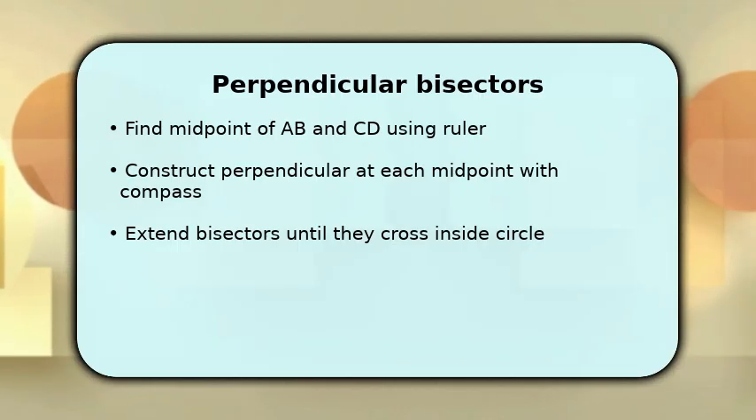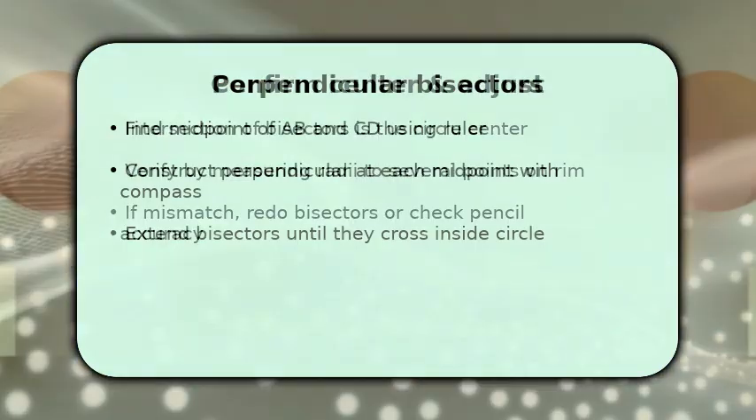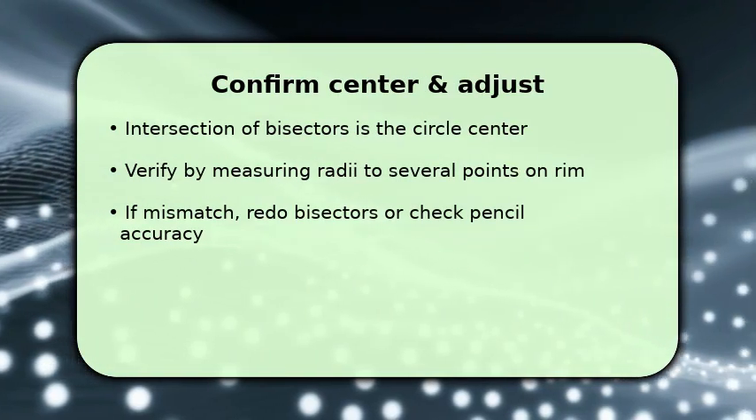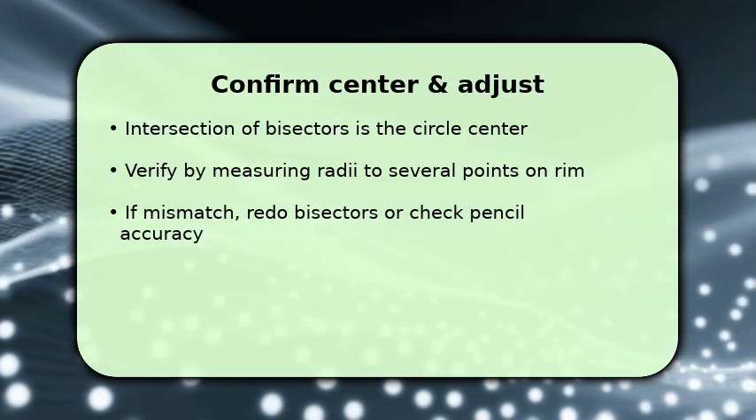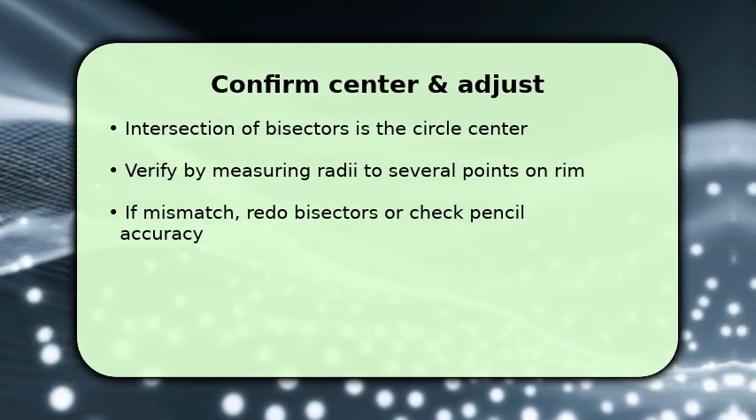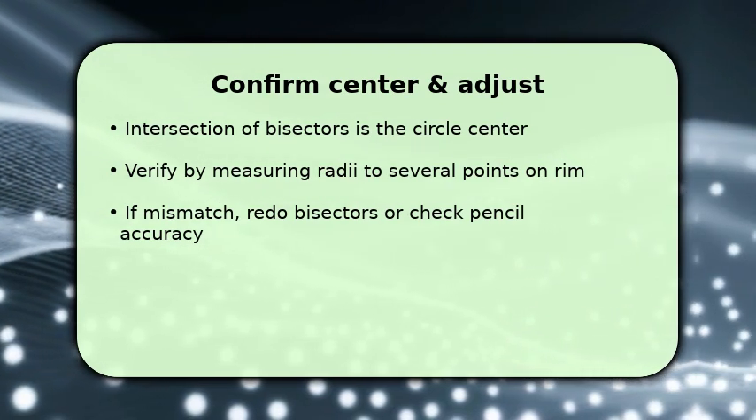The intersection of the two perpendicular bisectors is the center of the circle. You can now mark it as O. To confirm, measure the distance from O to several points on the circumference. Each should equal the same radius.